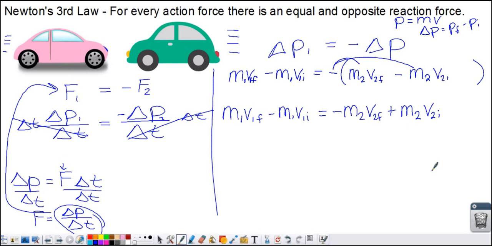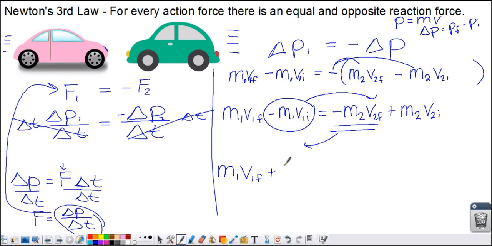And now what I'm going to do is rearrange this. I'm going to move this term to the right side by adding it, and this term to the left side by adding it. So on the left side, I'll be left with the mass of the first car times the final speed of the first car, plus, because I'm adding this to both sides, the mass of the second car multiplied by the final speed of the second car is equal to, I'm going to add this to both sides, the mass of the first car times the initial speed of the first car plus the mass of the second car times the initial speed of the second car.